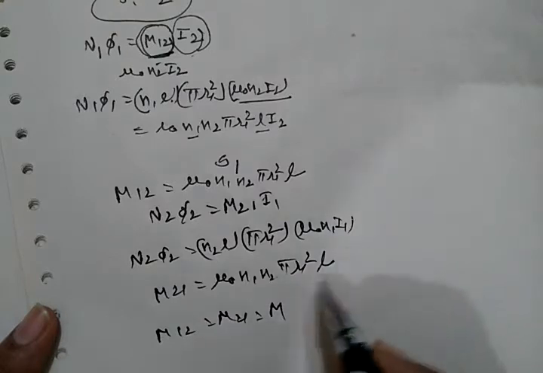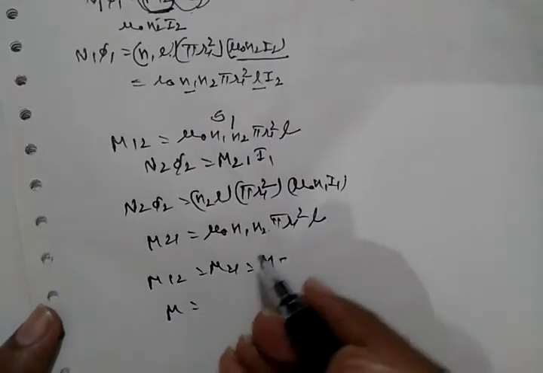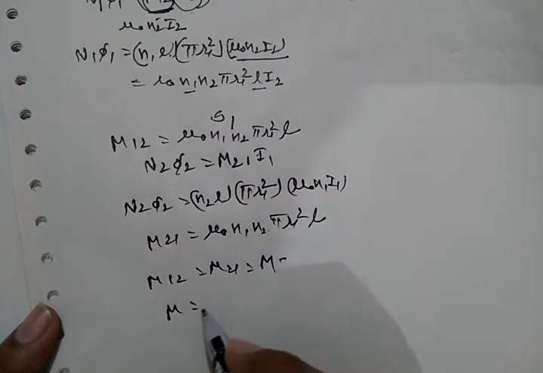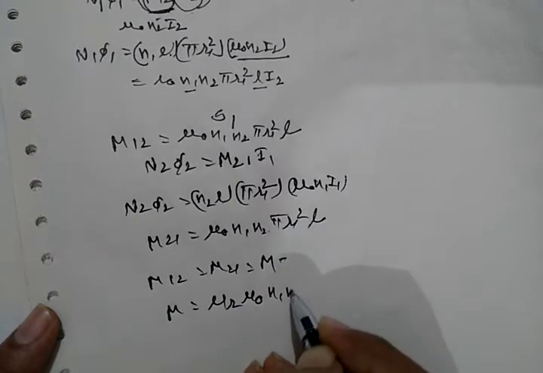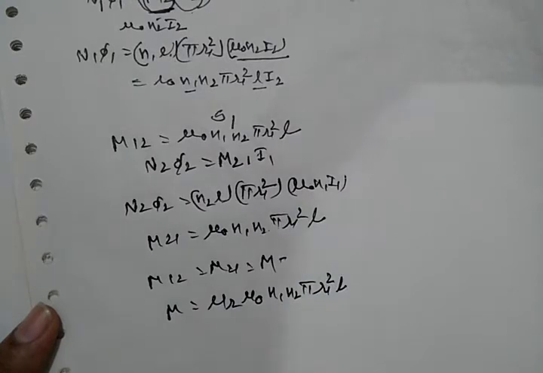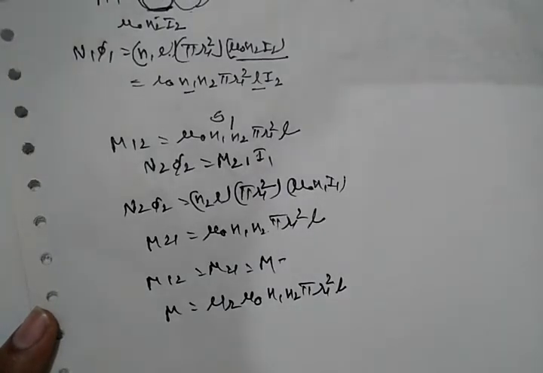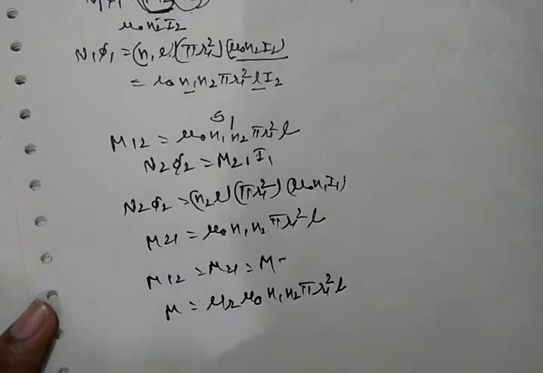So the mutual inductance M is equal to mu 0 N1 N2 pi R1 square L. It is also important to know that the mutual inductance of a pair of coils and solenoids depends on their separation as well as their relative orientation.